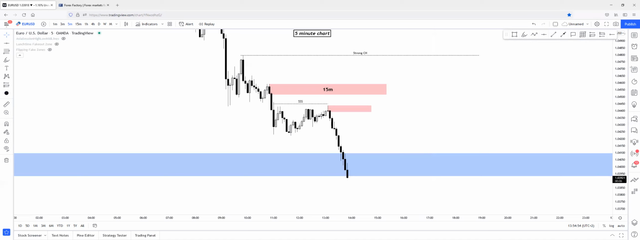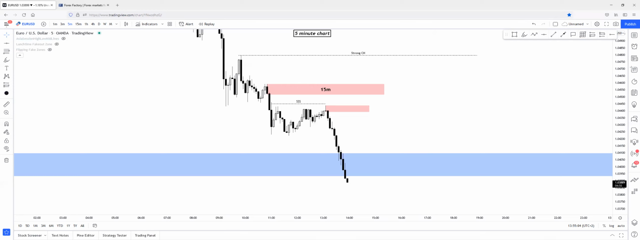So I'm saying basically, in that 4-hour demand zone, we'll be waiting for a 15-minute change of character. Then we go to the 1 minute chart. Yeah, exactly. Okay, guys, that's it for today's session, because there's nothing more to talk about and the New York session opens in 5 minutes.